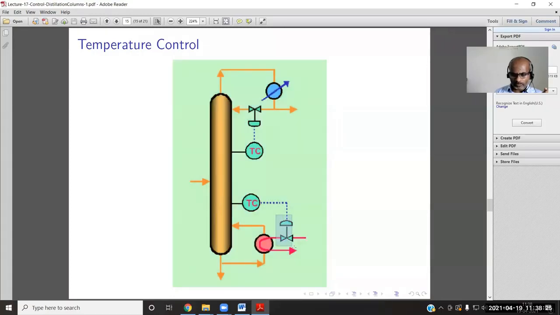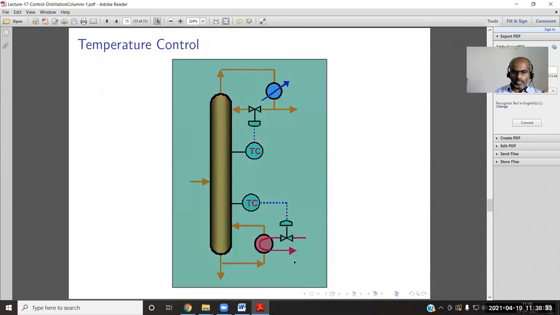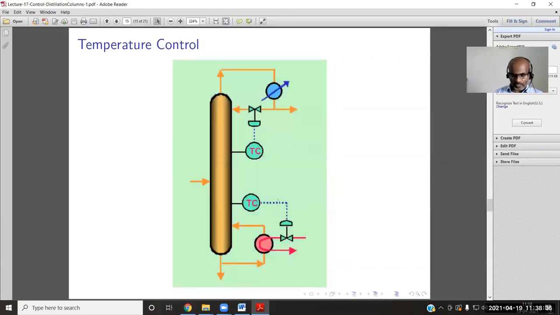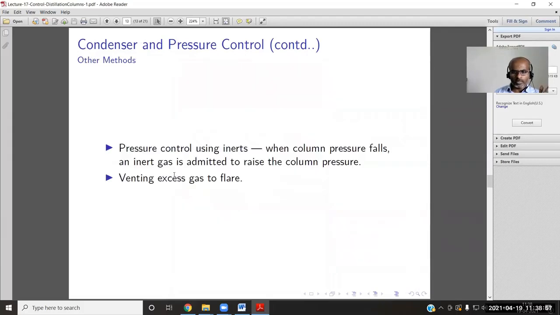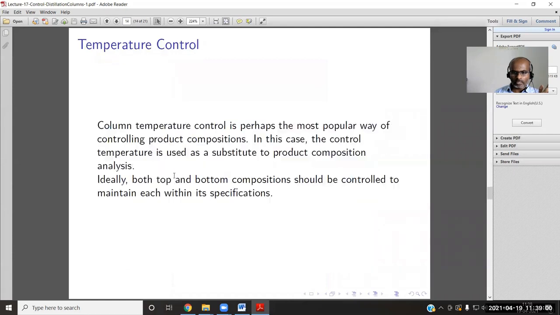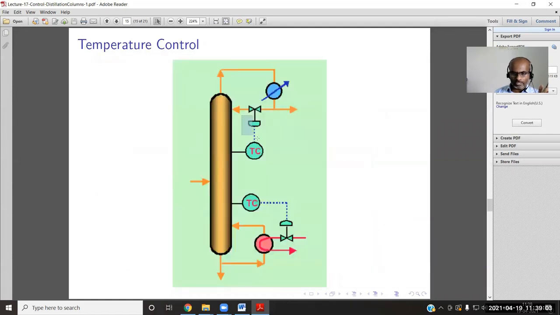The reboiler rate is simply increasing or decreasing the opening to the reboiler, that is, the heating fluid. Most of the time it is steam or any other heat transfer fluid. So here it is simply adjusting the reflux rate. But column pressure control is by adjusting the cooling water system. Temperature control is normally by adjusting the reflux rate.